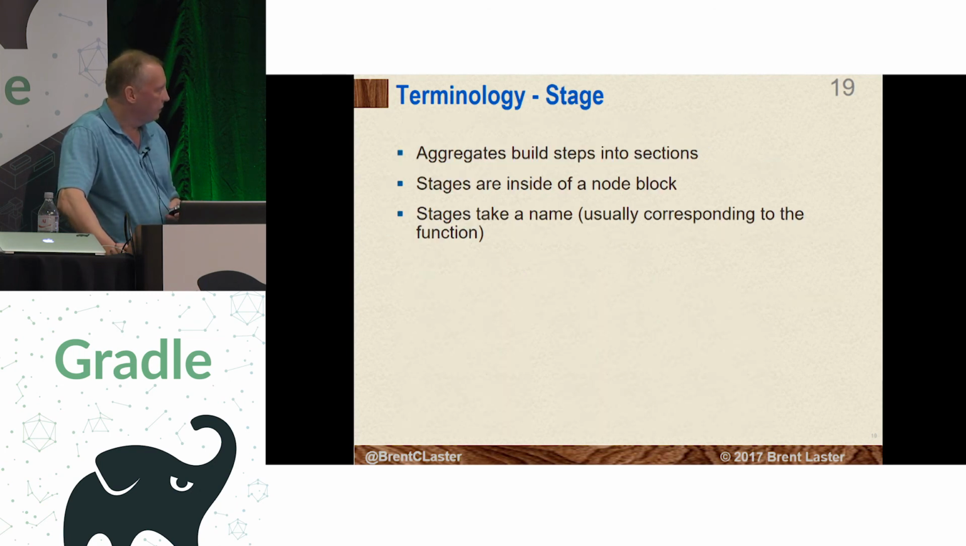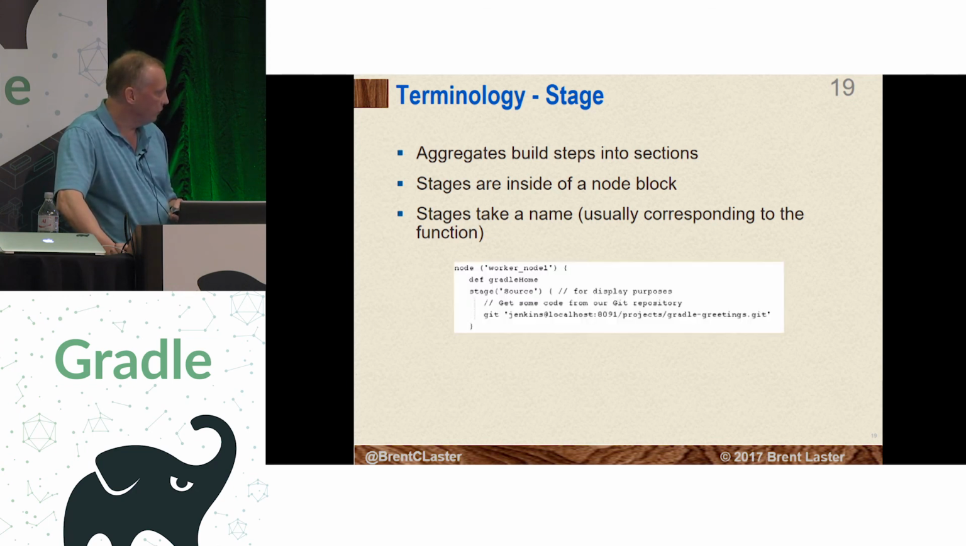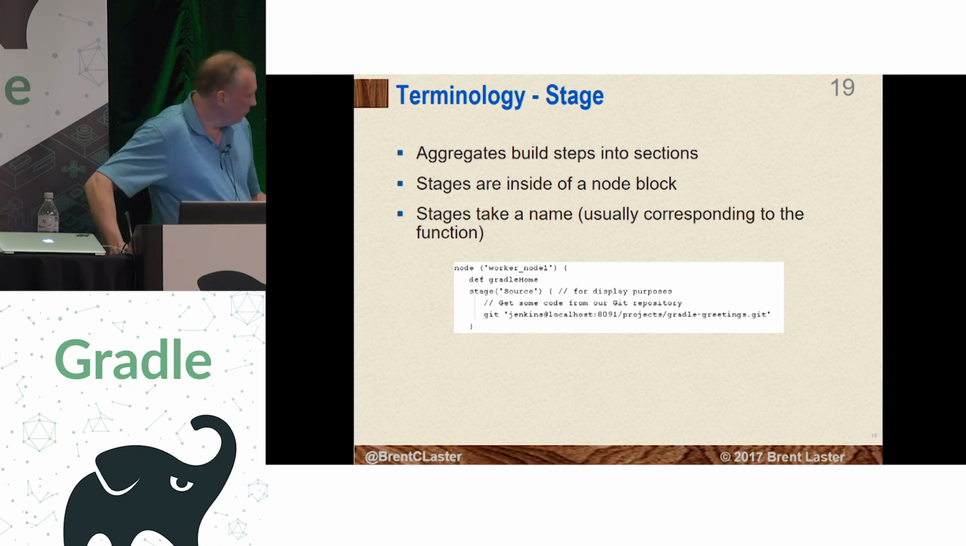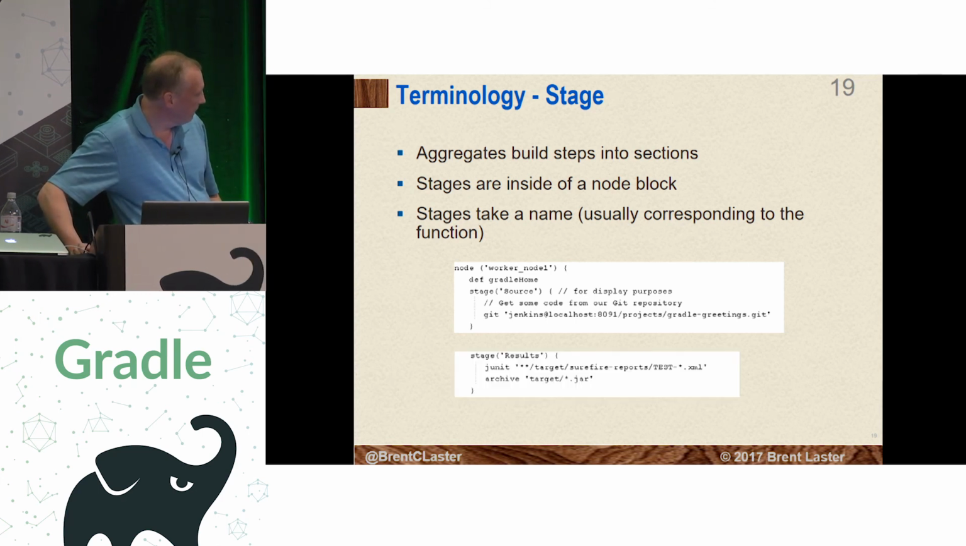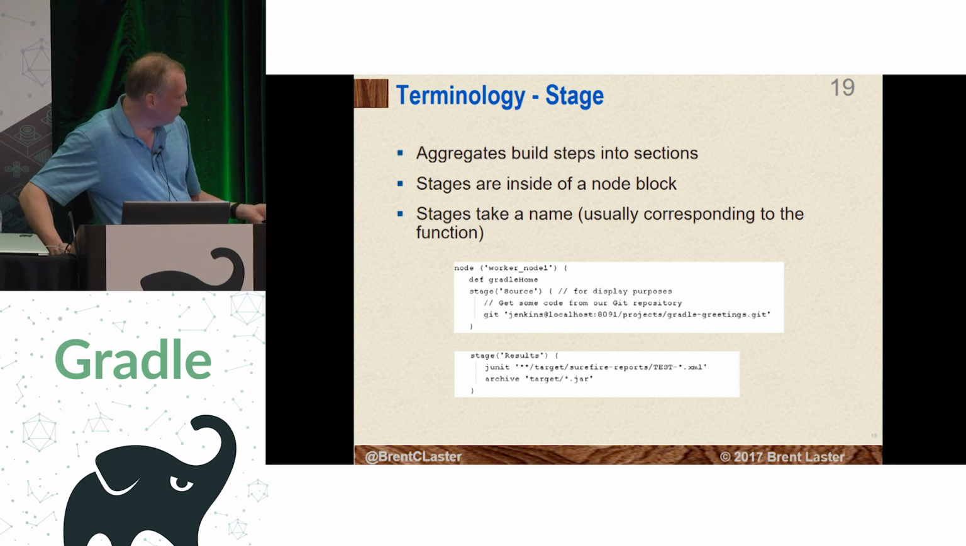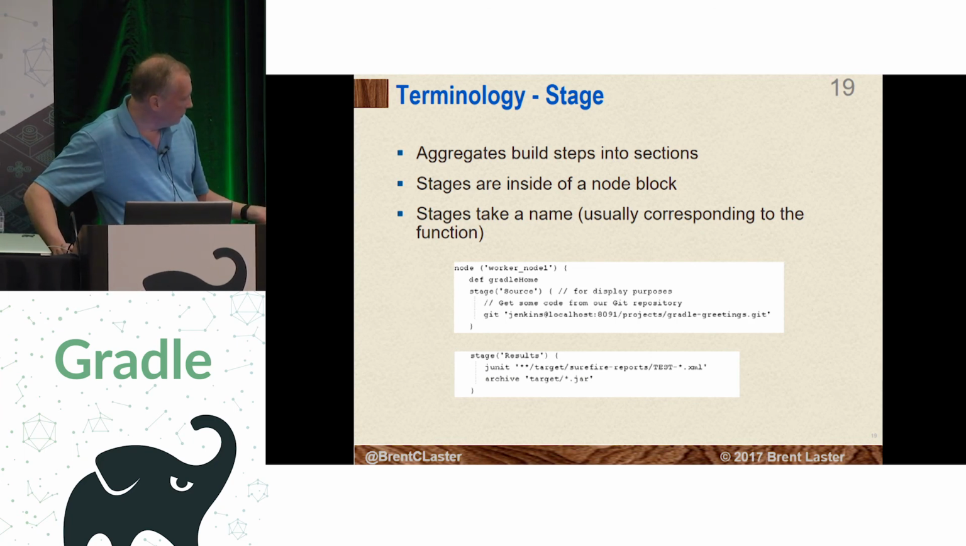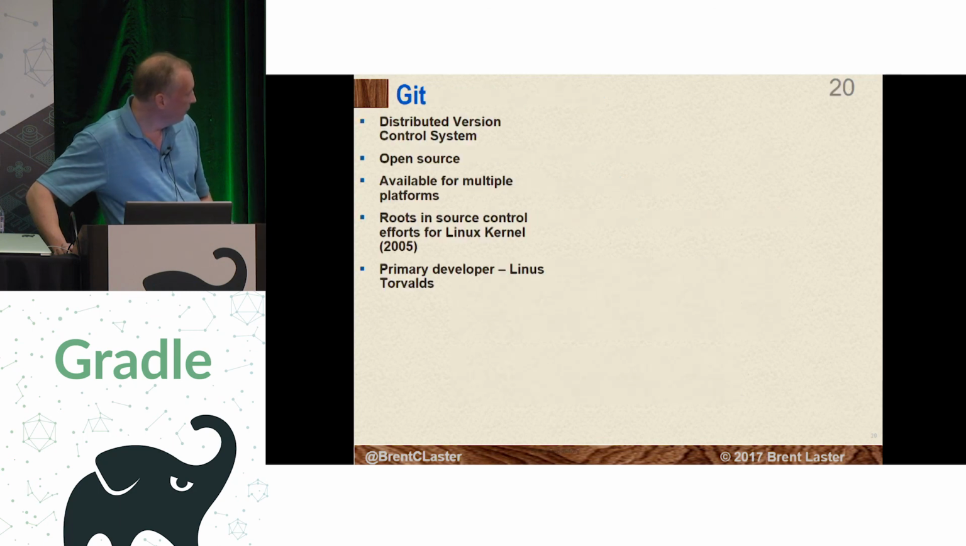The terminology of stage just aggregates build steps. Stages are inside of a node block, and stages take a name, usually corresponding to the function. Here's an example of a stage. We give it a name, there's a node definition for the main part of our pipeline, there is a stage in there, and then a step to call out and get source code from Git. Here's another stage that does some archiving of results. You can see calling a JUnit step and an archive step in there as well.